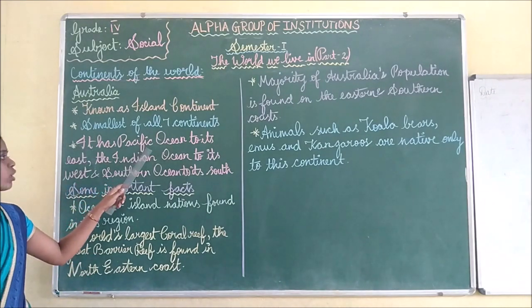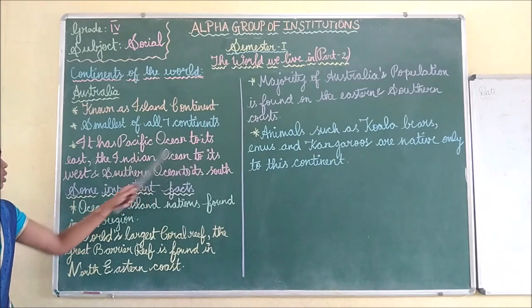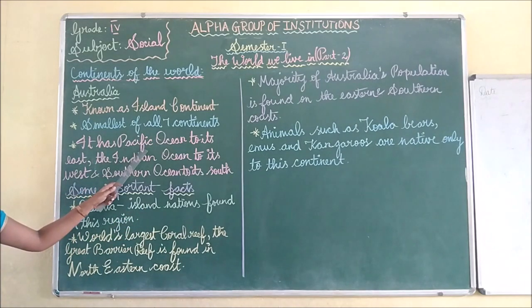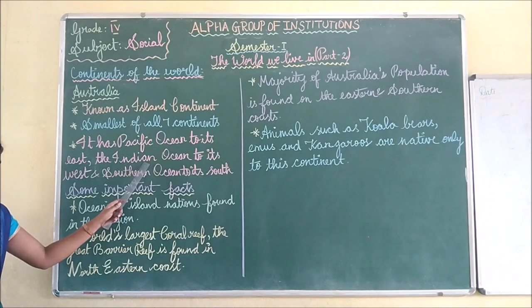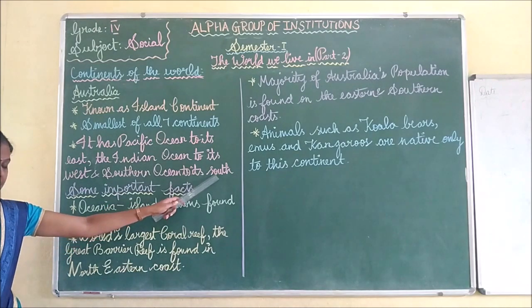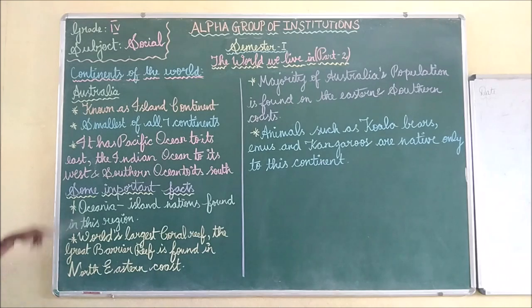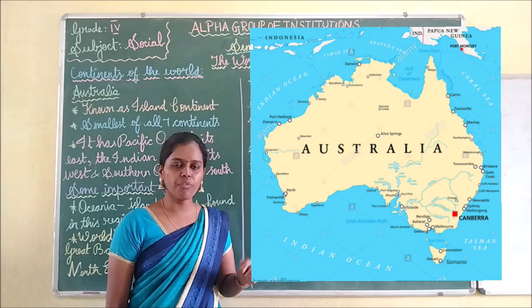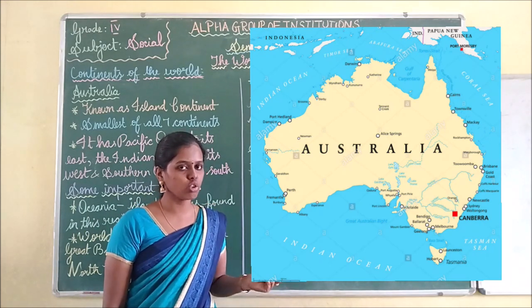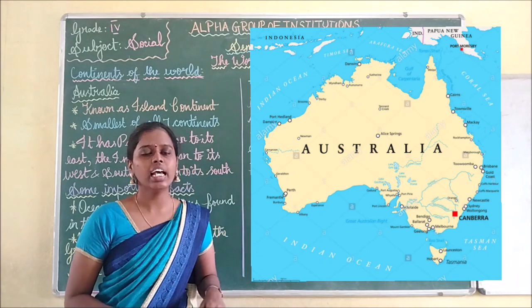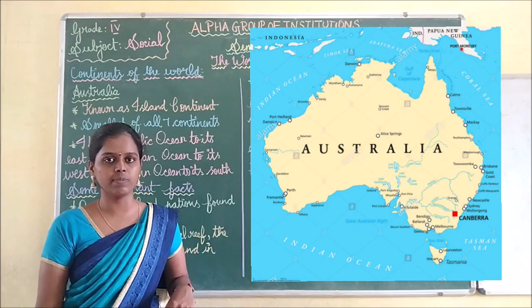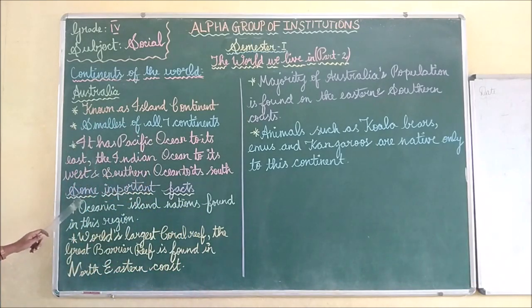Okay, it has the Pacific Ocean to its east, the Indian Ocean to its west, and the Southern Ocean to its south. So this is about Australia, and now we are seeing the image of Australia. See, this is the image of Australia, and with the help of this and the marked places, you can remember about Australia easily. Here we are going to see some of the important facts of Australia.